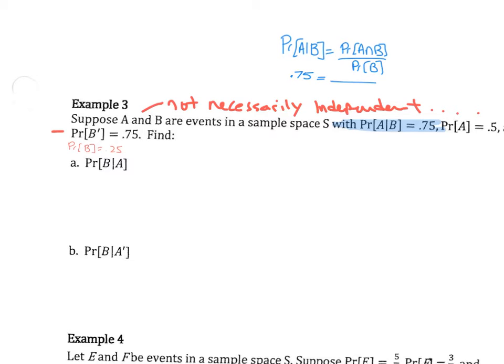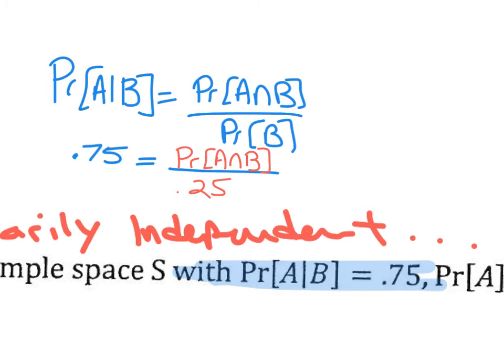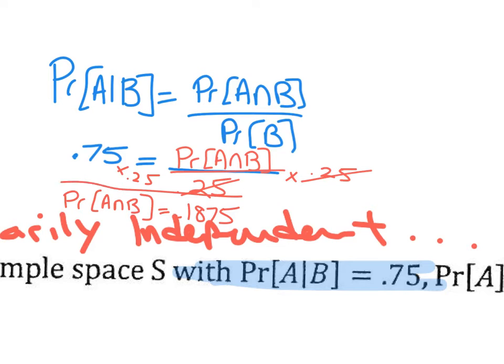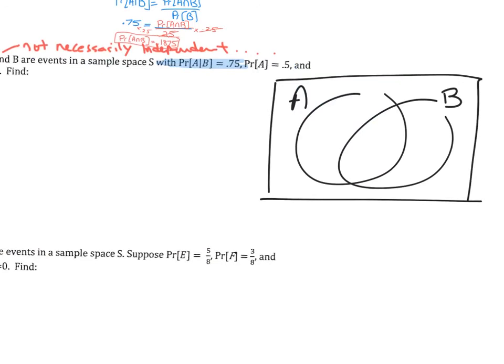So I'm going to go back to my equation and put in 0.25. And now I can figure out by solving, this is division, so the opposite of that would be to multiply. The probability of A and B is 0.1875. Now, that's not what the question's asking, but watch this. When you look at this in terms of a diagram, I'll give you just a second if you want to go ahead and write that down.